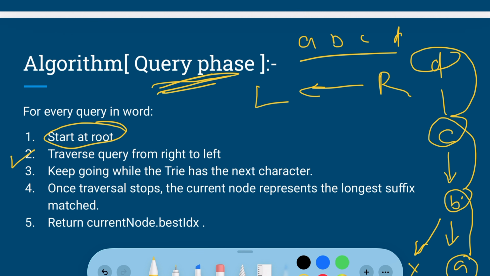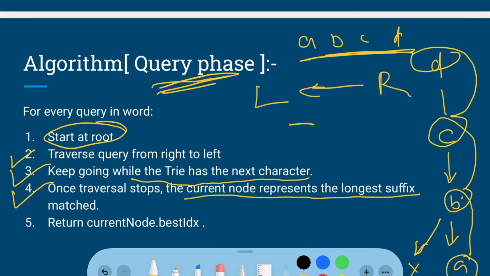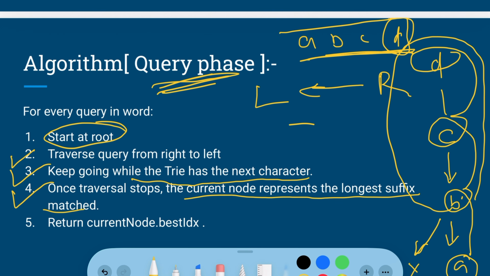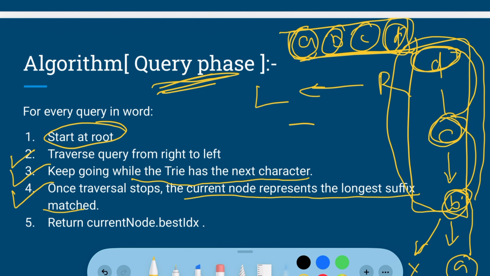Basically we'll talk about like this one. Then we'll keep going with the trie if it has the next character. If we have the next character, we'll go with it, like we have seen. Once traversal stops, the current node represents the longest prefix match. Let's talk about this one. Basically you will start from the d, because we have given a b c d, so you will start with d, then go with the a. This will not match, so this part becomes the longest one, and then you will return this index. Current node dot best index, you will return it.